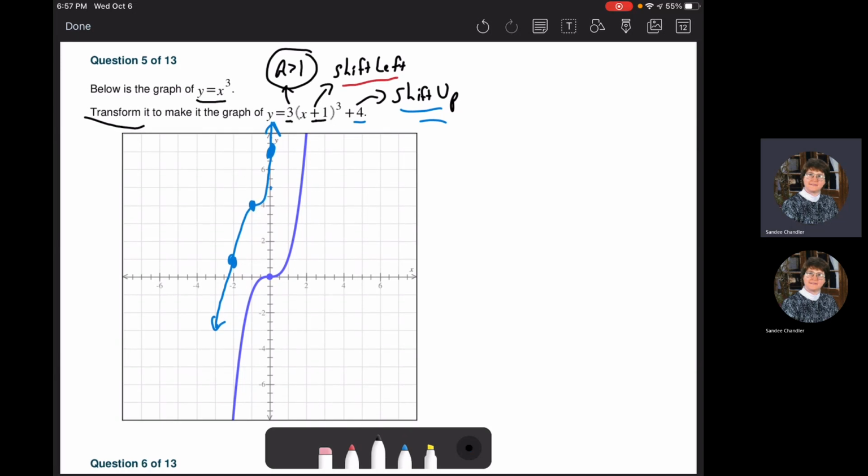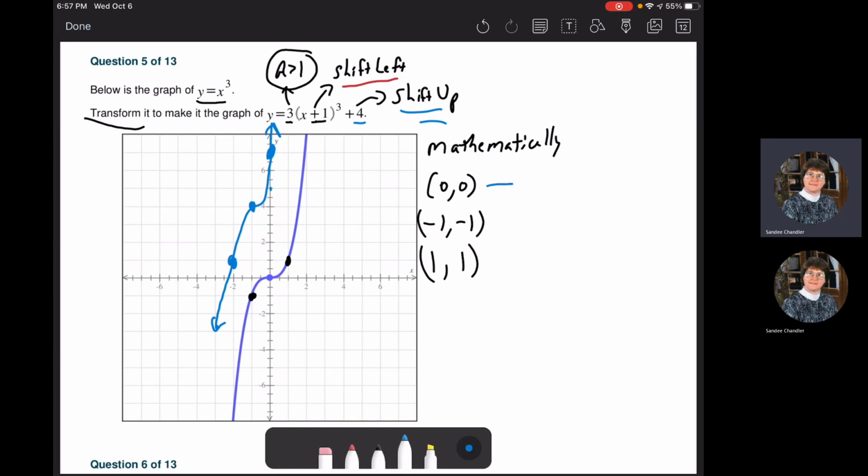All right. If you're a math person and just want to do this mathematically, get those 3 points again. We've got 0, 0. We've got -1, -1. We've got 1, 1. All right, that's going to become the 3 multiplies. Move left first. I multiplied first. It was easier, wasn't it? So multiply by 3. So this is still 0, 0. This one becomes -1, 3. And that one becomes 1, 3.